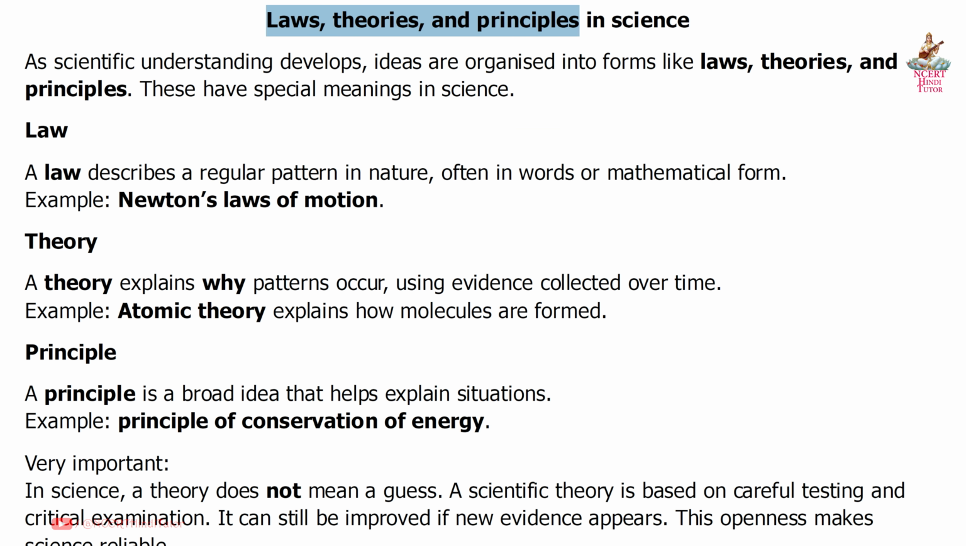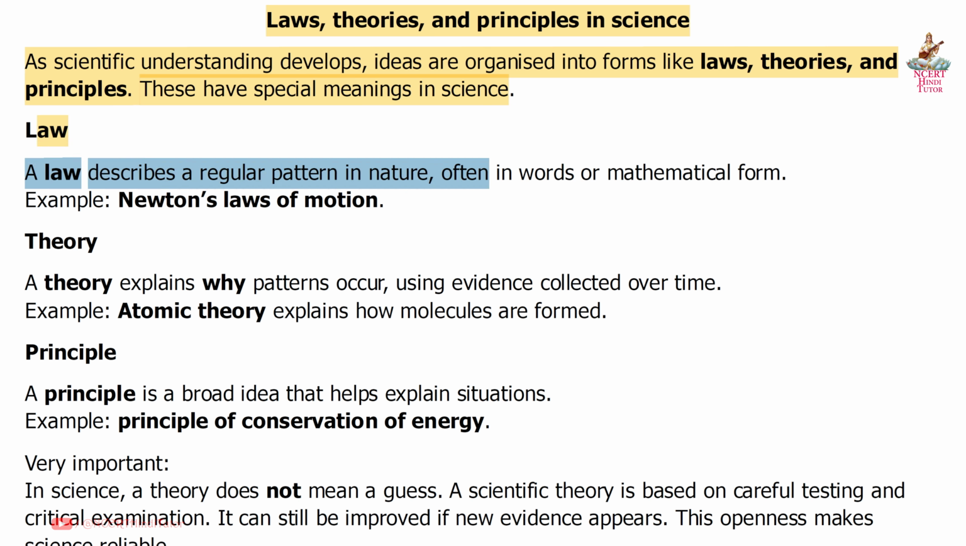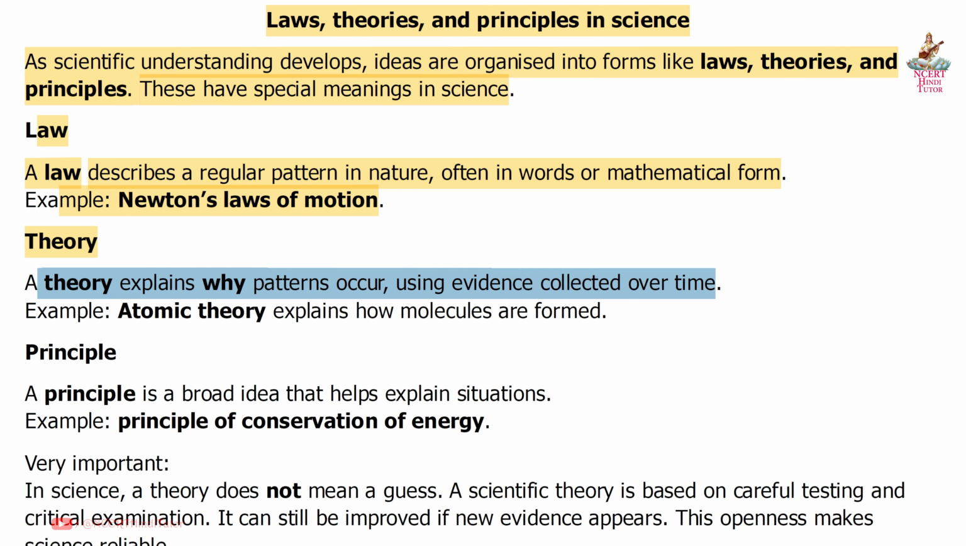Laws, theories, and principles in science. As scientific understanding develops, ideas are organized into forms like laws, theories, and principles. These have special meanings in science. Law: a law describes a regular pattern in nature, often in words or mathematical form. Example, Newton's laws of motion. Theory: a theory explains why patterns occur using evidence collected over time. Example, atomic theory explains how molecules are formed.